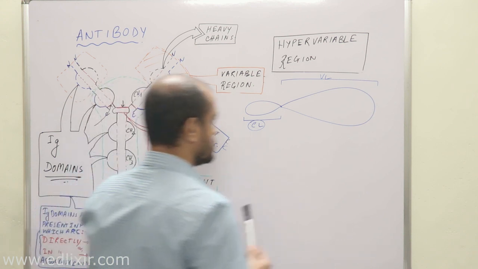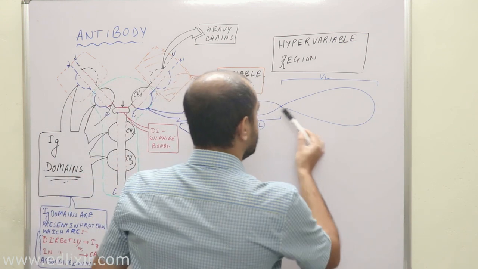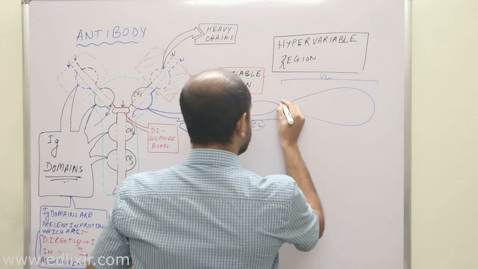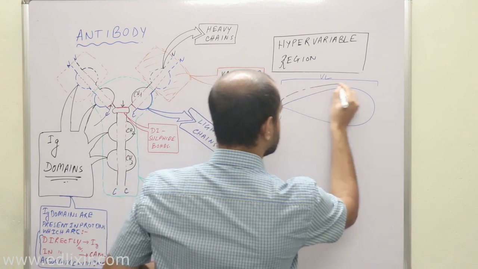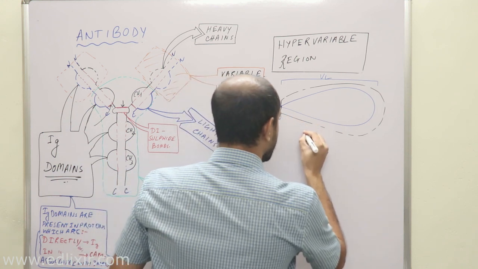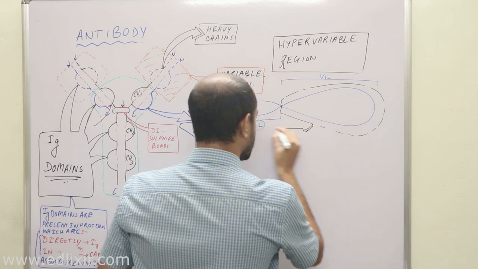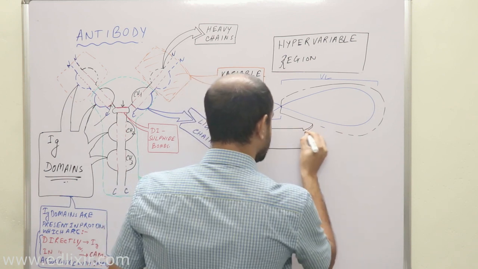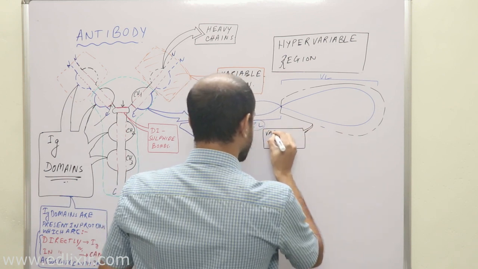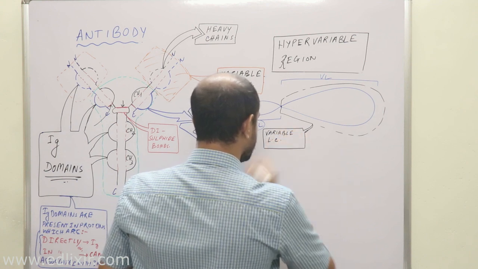Now listen with all your attention. A very important point we need to understand here is this: if this is a protein and we target this particular area, then you will understand. So this is the variable light chain.